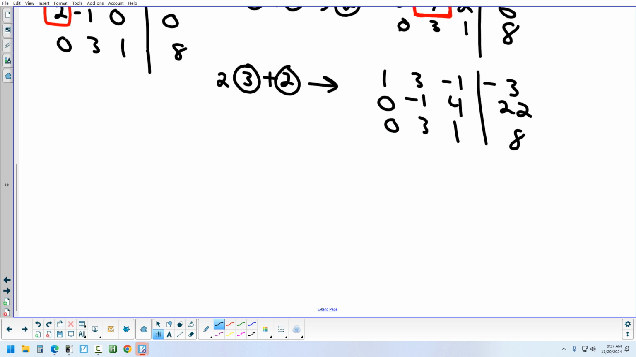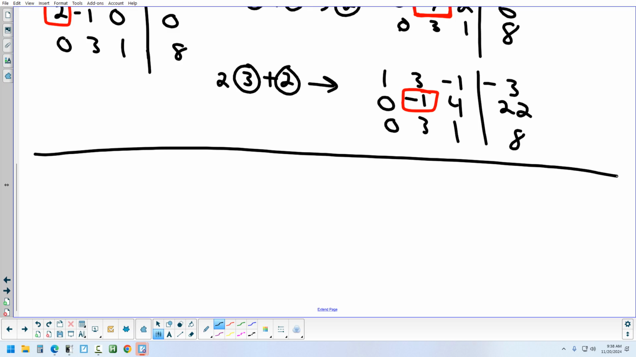Okay, so we avoided fractions for now. Doesn't mean you're going to be able to avoid fractions and decimals for the whole problem, but at least for now we did. Now, what number do we really want that to be? 1. Yeah, we want that to be a 1. So what could we do to make that a 1? Multiply those by negative one. Yeah, just multiply that row by -1.